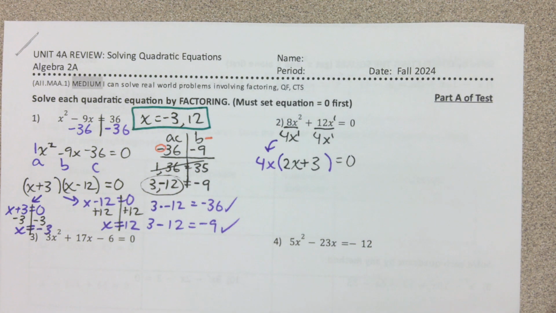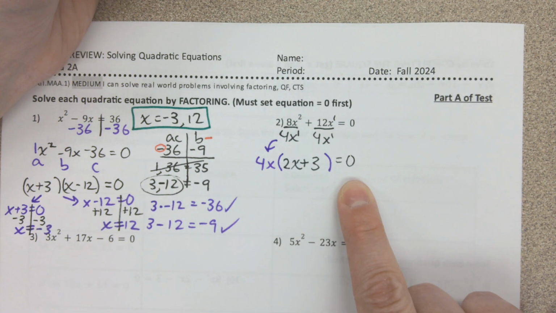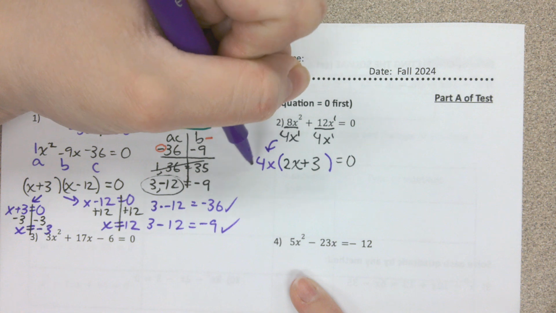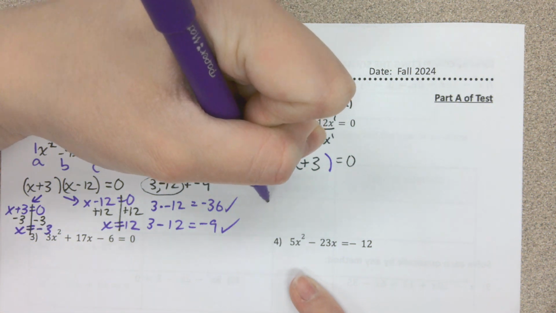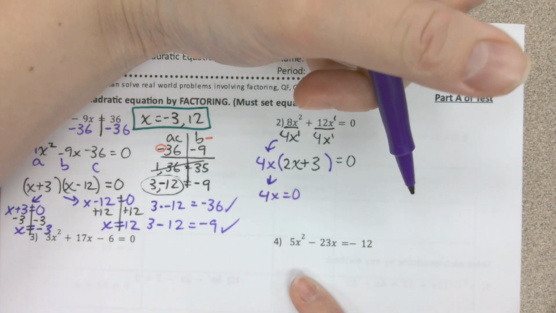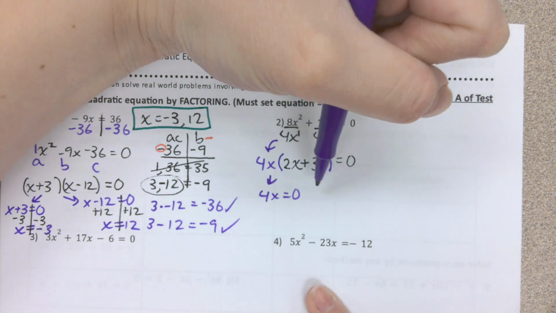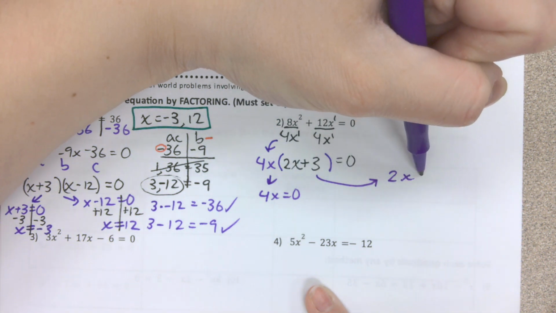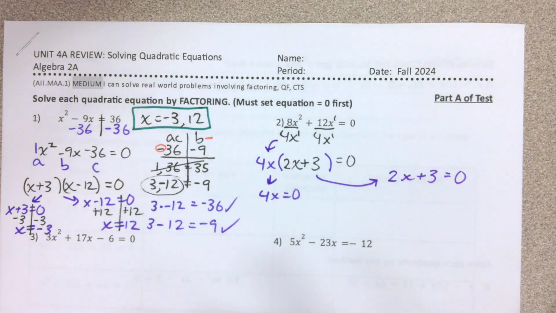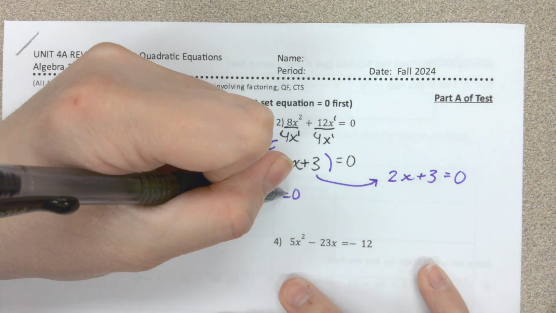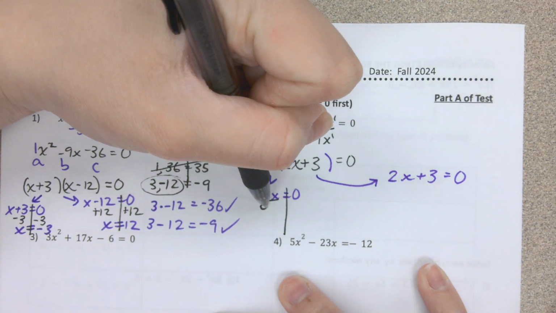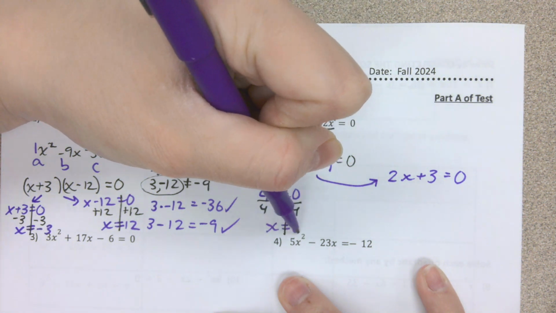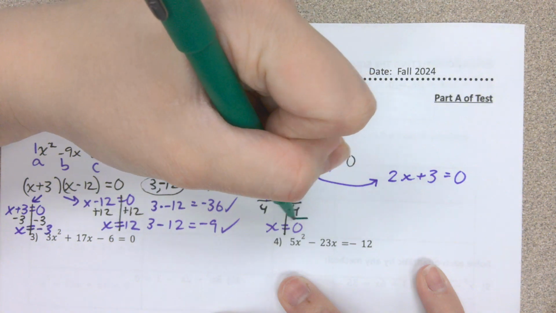All right, we're almost done. Reminder, it's equal to 0. So after that, I have to split them up and solve. 4x still has an x in it, so I am going to set it equal to 0 and solve. 2x plus 3, I'm going to need a little more space, so I'm going to come all the way over here. 2x plus 3 equals 0. And we solve. 4x equals 0, we'll just divide that 4 off on both sides. X is 0, so there's my first answer.